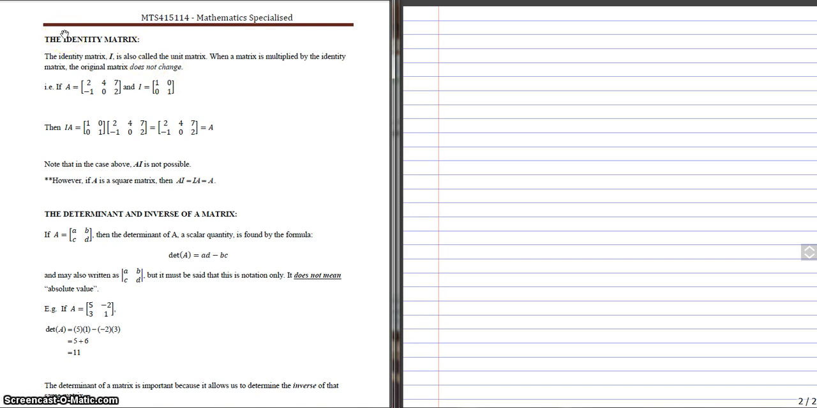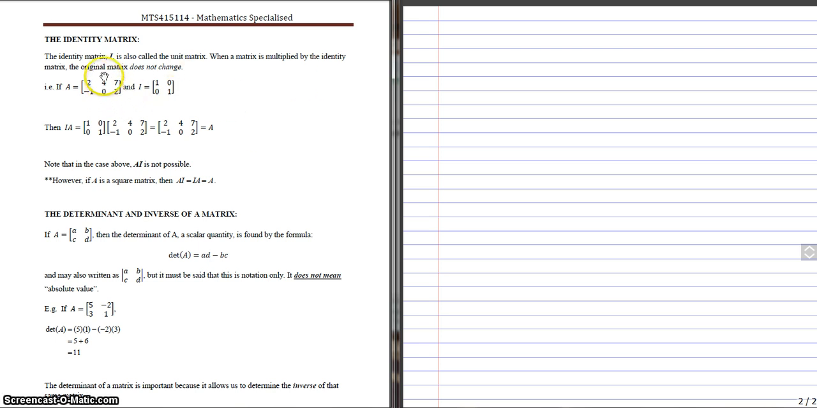So let's have a look. The identity matrix, okay, we label it as capital I. It's also called the unit matrix because it's just like with our normal numbers, we have the unit 1, which when we multiply anything by 1, the number being multiplied by that remains the same. Well, it's the same with matrices when we multiply by the identity matrix or the unit matrix. When a matrix is multiplied by the identity matrix, the original matrix does not change.